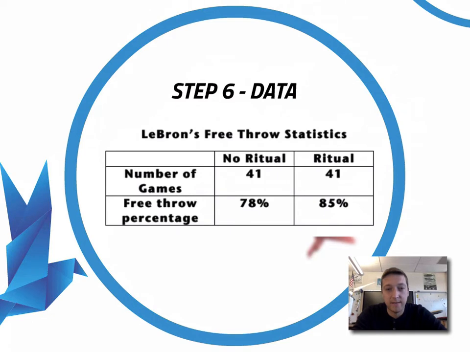It looks like he tried each one for 41 games, so no ritual for 41 games, with a ritual for 41 games, and it looks like his ritual helped with the free throws. And that is the conclusion.